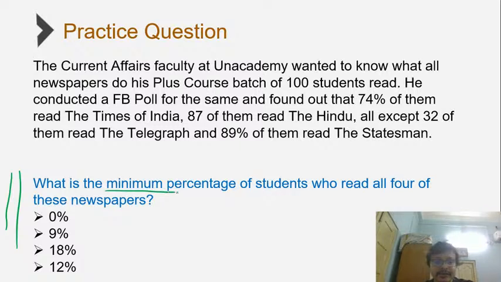Next one is asking for the minimum percentage of students who read all 4 newspapers. So this is similar to the one we discussed. You can simply apply the formula for the minimum percentage of students who read all 4 newspapers.